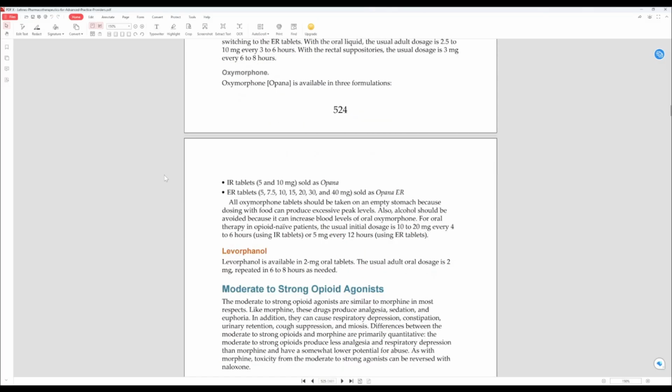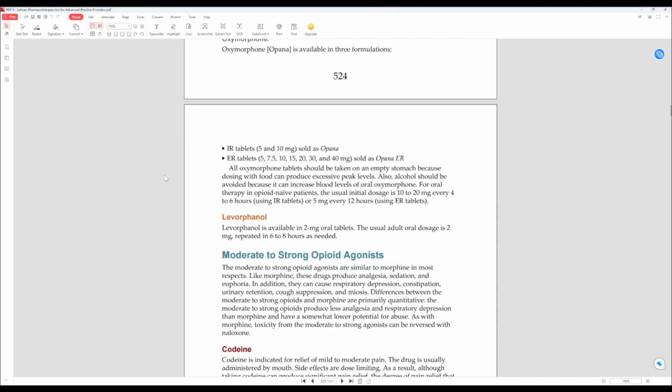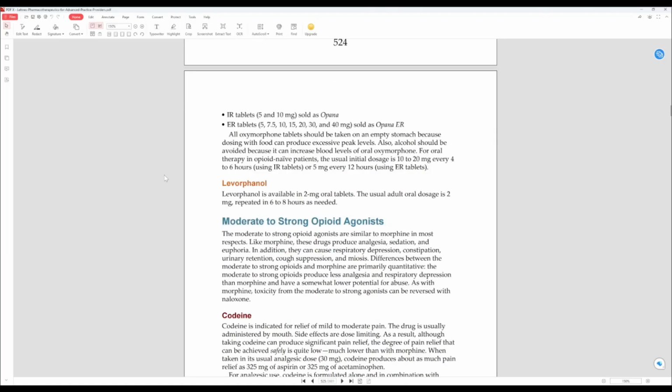Which brings us to oxymorphone. Oxymorphone is available in 3 formulations. Again, our immediate release tablet and extended release tablet. All oxymorphone tablets should be taken on an empty stomach because dosing with food can produce excessive peak levels. Also, alcohol should be avoided because it can increase blood levels of oral oxymorphone. For oral therapy in opioid-naive patients, the usual initial dosage is 10 to 20 milligrams every 4 to 6 hours, using immediate release tablets, or 5 milligrams every 12 hours, using extended release.